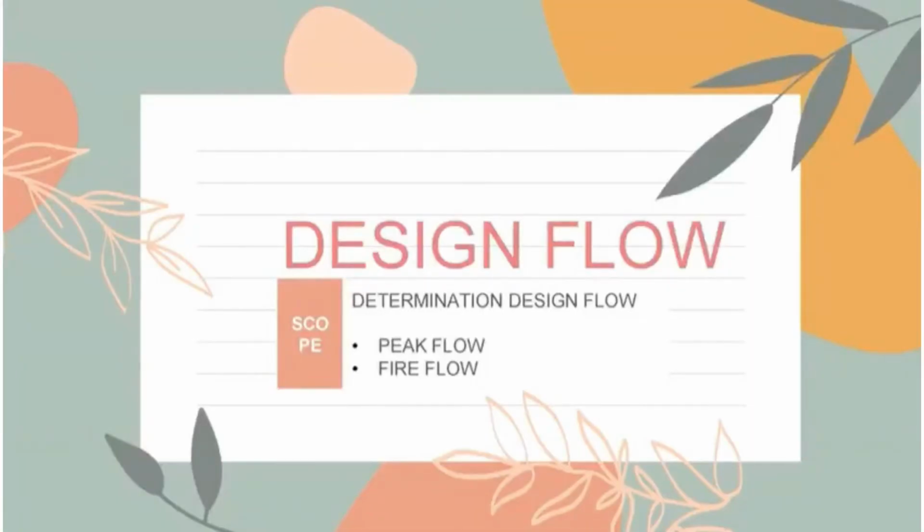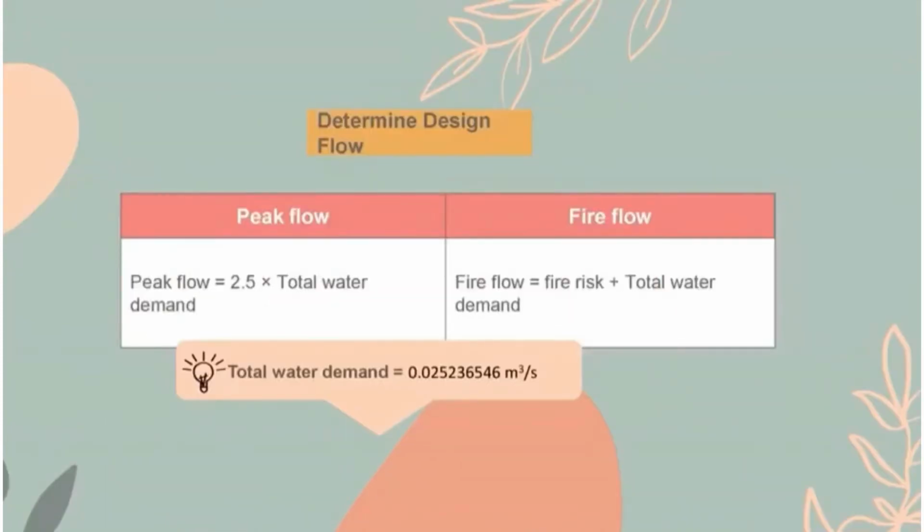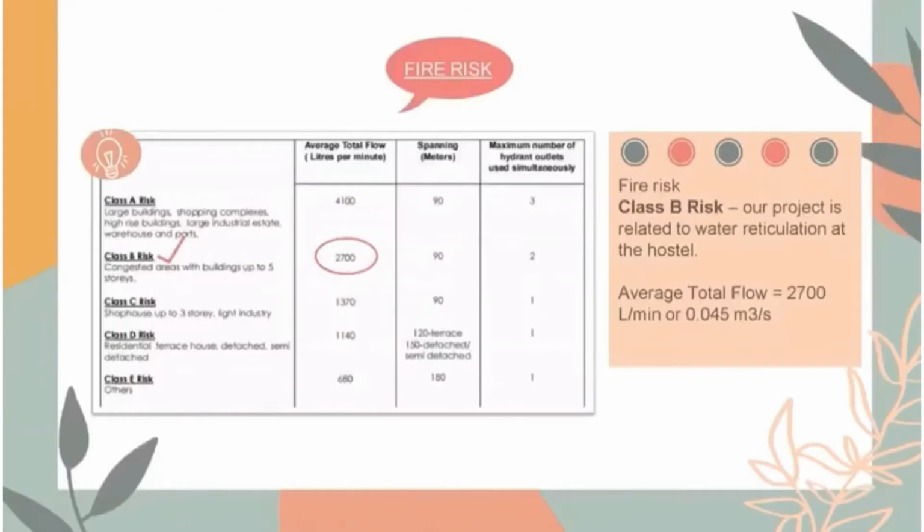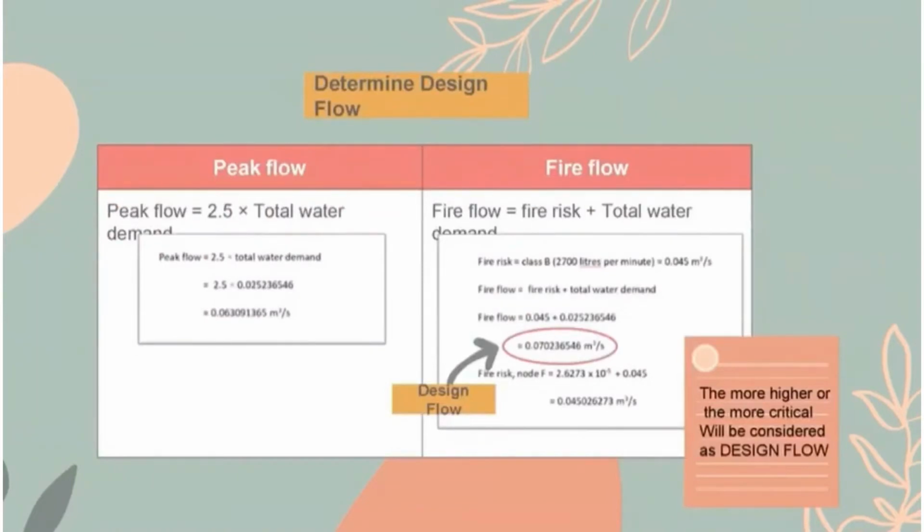Design flow. In this part, we will determine the design flow, but first we need to determine the peak flow and fire flow by using this formula. For fire flow, we need to find the fire risk by finding the class type of the fire risk. Since our project is related to a hostel, our fire risk is 2,700 litres per minute, which is class B risk. Then, we need to calculate the peak flow and fire flow and compare which one is higher, and it will be the design flow.